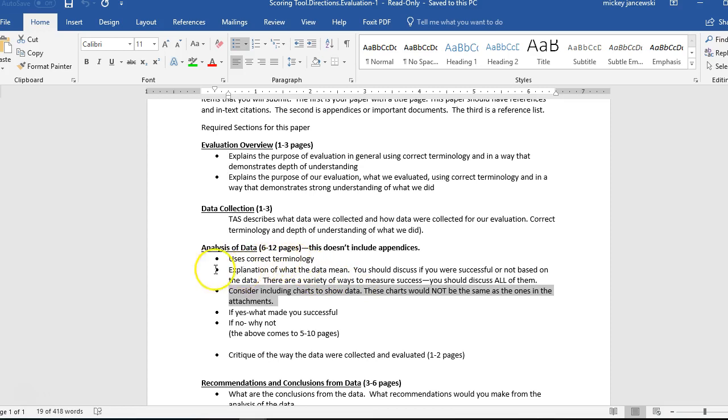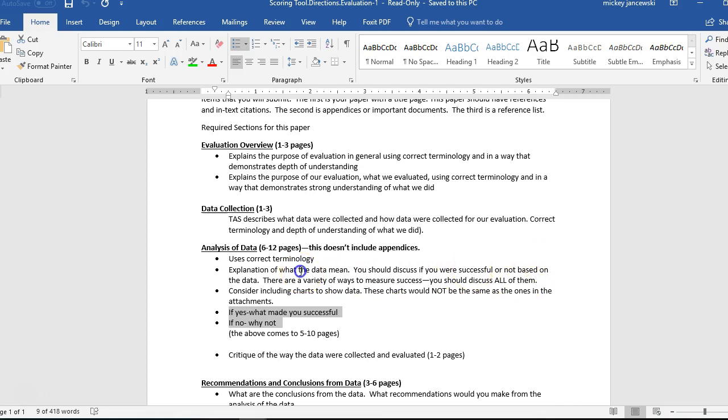So there you are explaining what the data mean. And in this section right here, you're going to explain, based on the data, were you successful or were you not successful? Were you partially successful and partially not successful? And you are going to be explaining why or why not based on your data. So if you say we were successful, then I'm expecting you to refer back to the data that you've just explained and explain how that data shows your success.